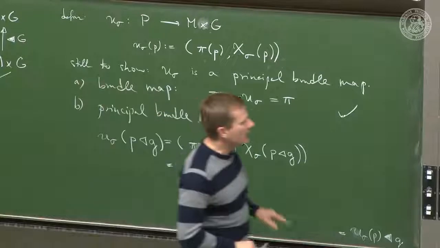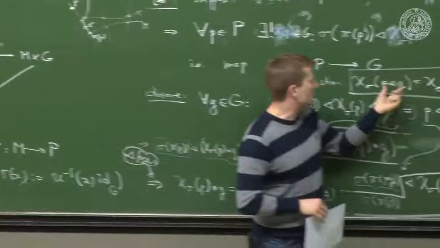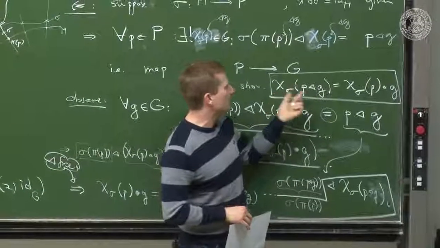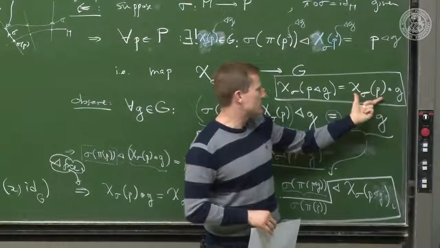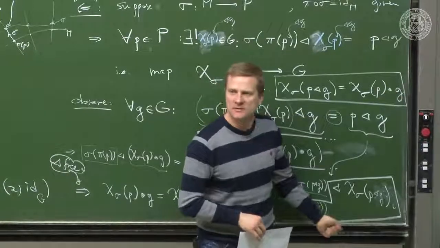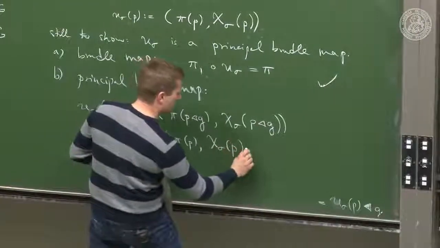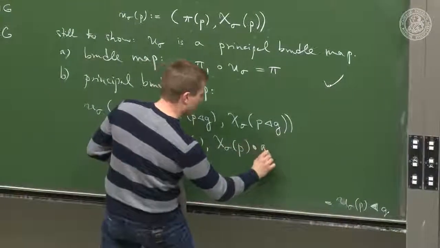And now you see why we had to show that if you act first on the P and then you employ the chi sigma, that you can actually also first employ the chi sigma and then blob this with the G. This is why I had to show this before. That is exactly what happens here. So you have a chi sigma of P and it's blobbed with the G.